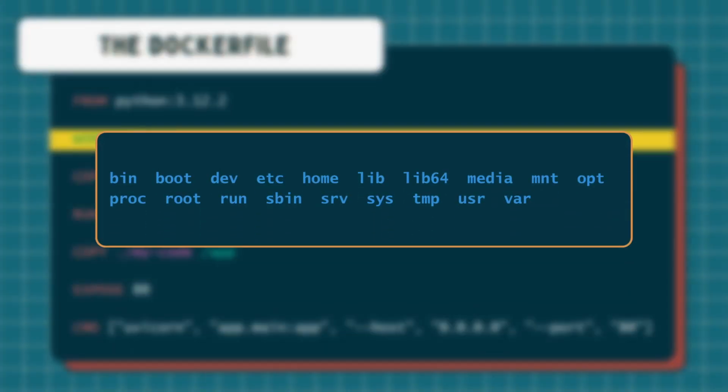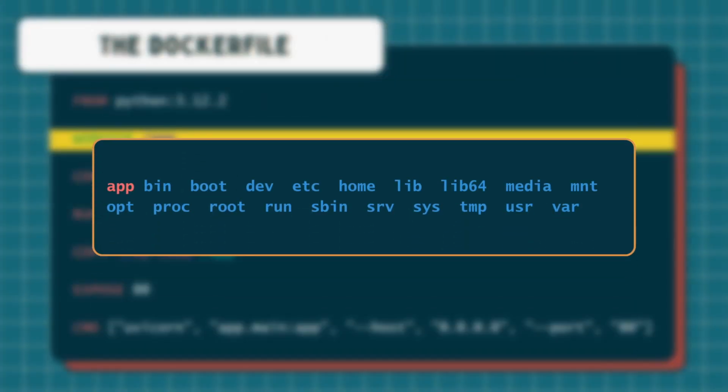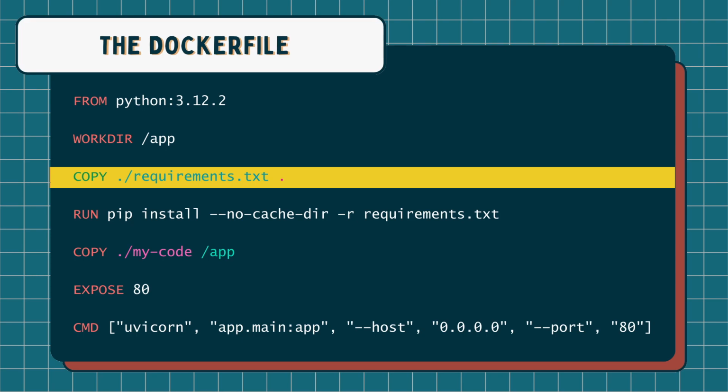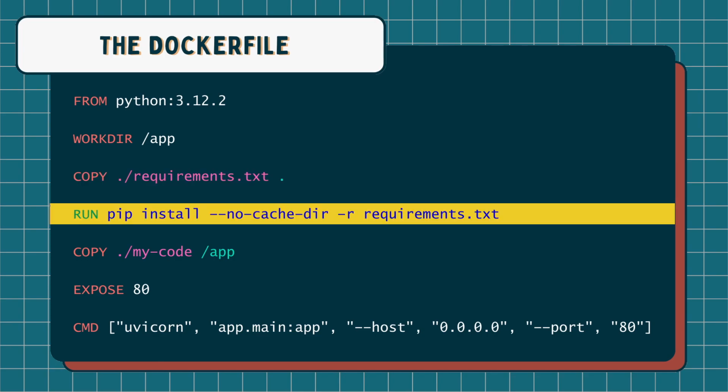What WORKDIR does is that it creates a new folder in the root directory of the user space. This is the folder where the image will now be working from. COPY is to copy a file from the source to the target. Here, we are copying the requirements file to the work directory. Notice that it is just a dot. That's because here, the current directory of the target is the work directory. RUN is for commands to be executed during the build process. Here, we are running pip install using the requirements file we just copied into the image.